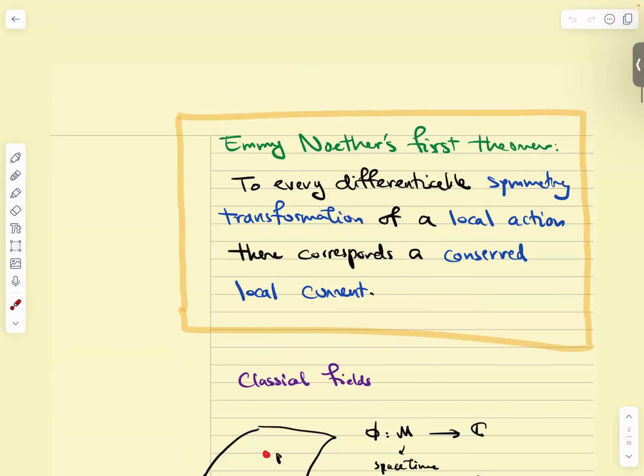All right, here it is. Noether's first theorem says the following. To every differentiable symmetry transformation, this is colloquially, right? Of a local action, there corresponds a conserved local current. Right? You see the word local all over, right? So to every differentiable symmetry transformation of a local action, there corresponds a conserved local current. So we're talking about actions and local actions. And what comes out of this analysis is a conservation law, which is a local equation. Good.